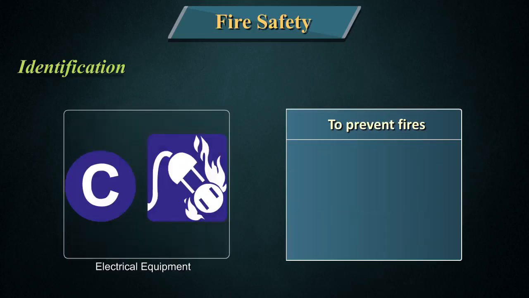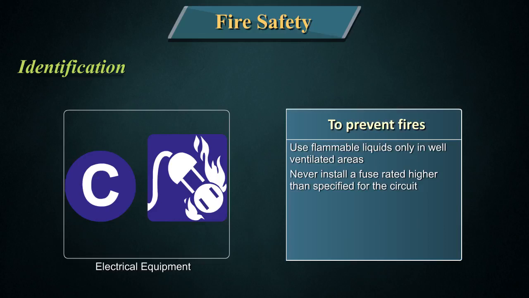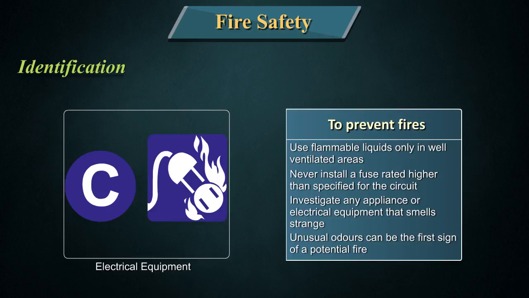Symbol for electrical equipment. Description. Extinguishers for Class C fires are identified by a circle containing the letter C. If colored, the circle is blue. To prevent fires, use flammable liquids only in well-ventilated areas. Never install a fuse rated higher than specified for the circuit. Investigate any appliance or electrical equipment that smells strange. Unusual odors can be the first sign of a potential fire.